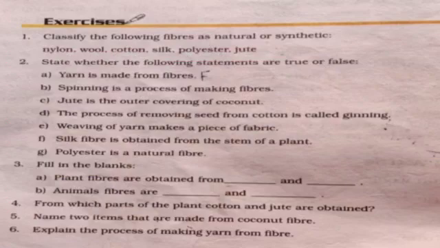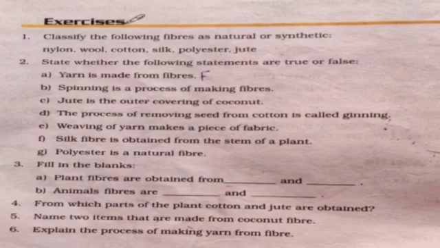So let's start the exercise. Question number 1 is classify the following fibers as natural or synthetic. Here some names of the fibers are given: nylon, wool, cotton, silk, polyester, jute. So you have to classify all these fibers as natural or synthetic. First, natural fibers: wool, cotton, silk, jute, and synthetic fibers are nylon and polyester.